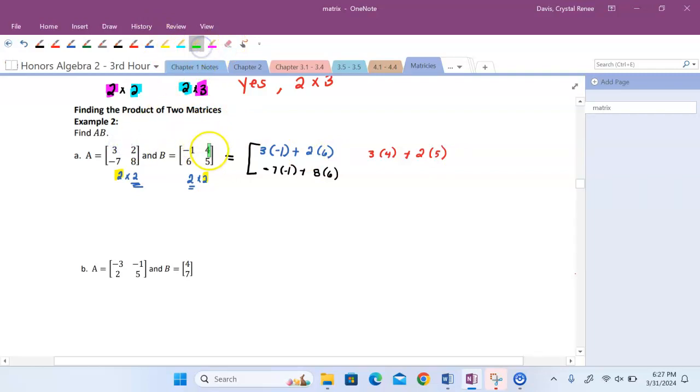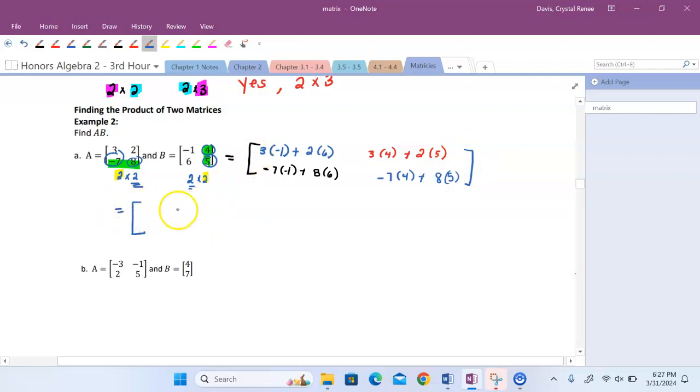Then I'm going to stay with the second column of the second matrix, but I'm going to move to the second row of the first matrix, and this would be -7 times 4 plus 8 times 5. Okay, now all I have to do is simplify this.